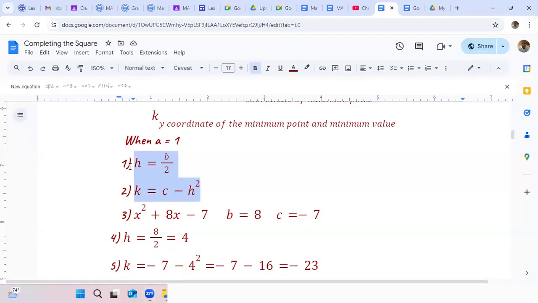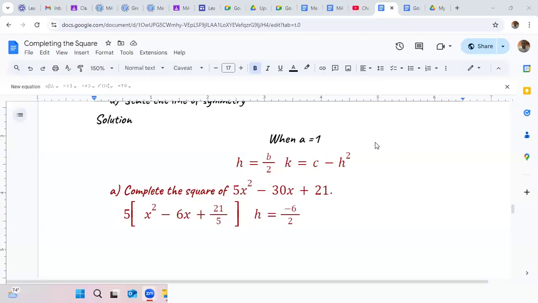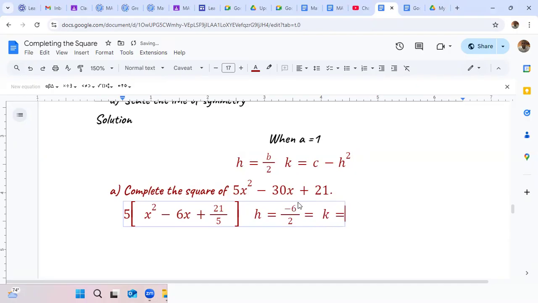Here is the reminder, h and k. We can just copy it and paste it and bring it forward as a reminder. Just a reminder, when a is equal to 1, h is equal to b over 2. b now is negative 6 over 2. And k now is equal to c, which is 21 over 5. Okay, this new c we have inside there. Subtract h squared. Oh, negative 6 divided by 2 will give us a nice negative 3.